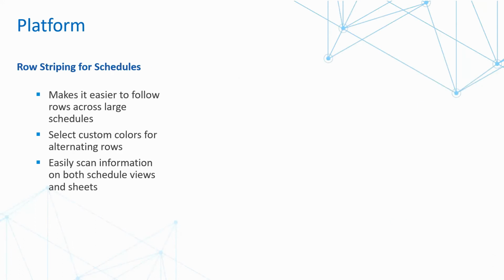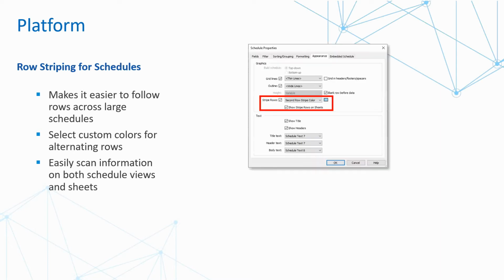Other items that have updated now as well is your scheduling. So schedules are now made easier to follow with row striping. So what do I mean by this? If you go select on the schedule properties within your Revit project, you are more than welcome to select on appearance, stripe rows, select a color, and then press OK. It makes it easier to follow rows across a large schedule.